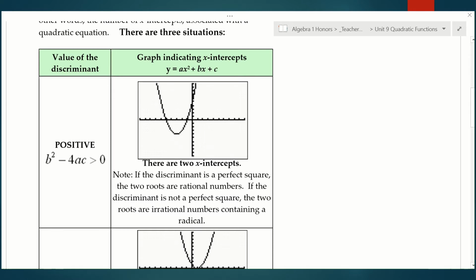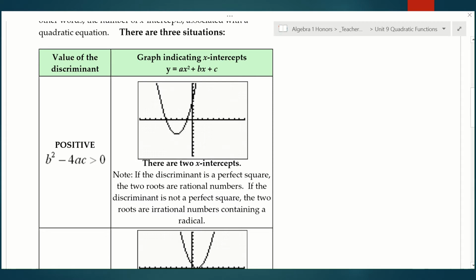Now, there's a note here I want you to pay attention to. It says, if the discriminant is a perfect square, the two roots are rational numbers. If the discriminant is not a perfect square, the two roots are irrational numbers containing a radical. The reason that's important is because a lot of times, if you're trying to figure out if something can be factored easily, this might be something that is useful to you.